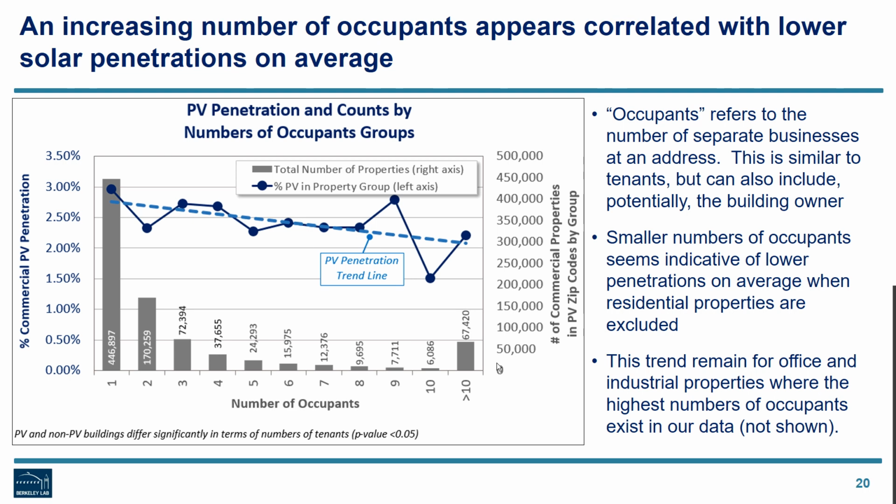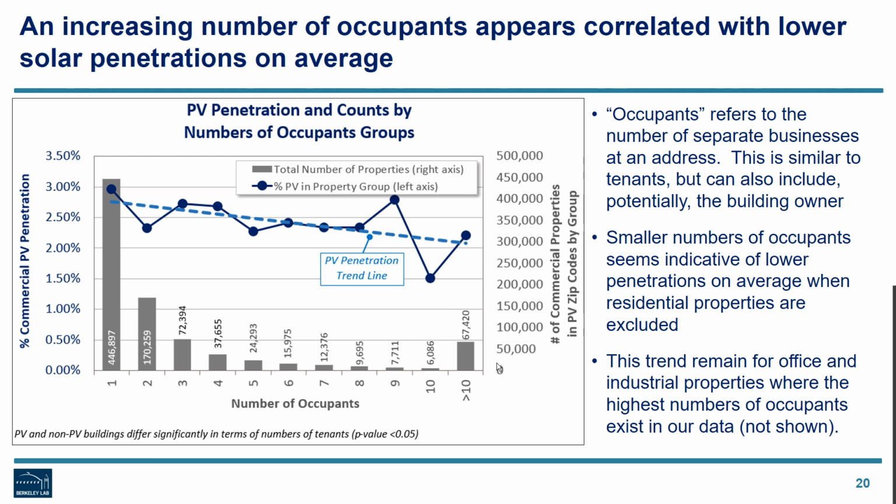These are data that determine the number of business addresses that are associated with the property. These might include tenants, and as well it might include the building owner. But as we can see, there is a trend between the properties that have fewer number of occupants and those that have larger number of occupants, with those that have larger seeing lower penetrations on average.